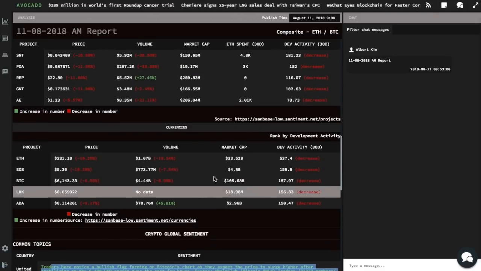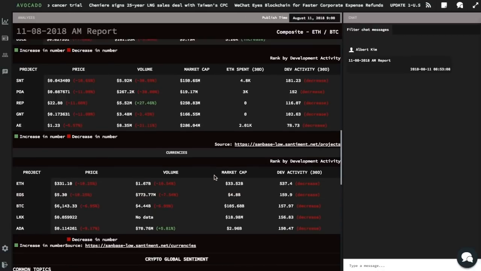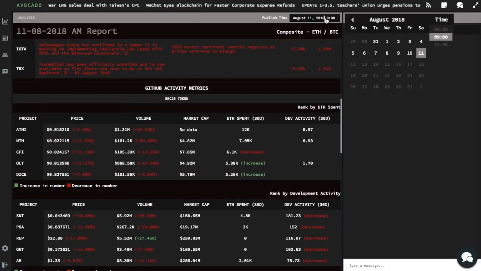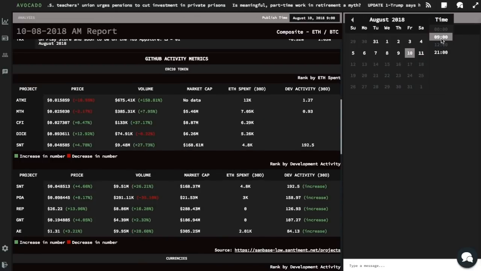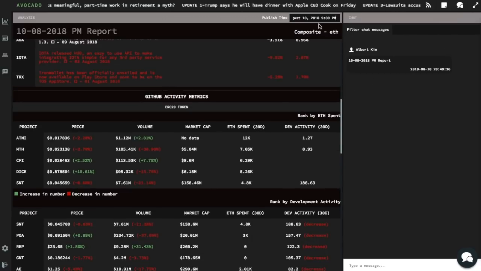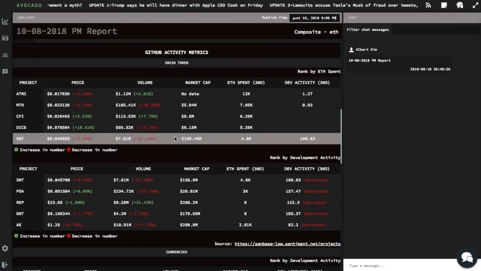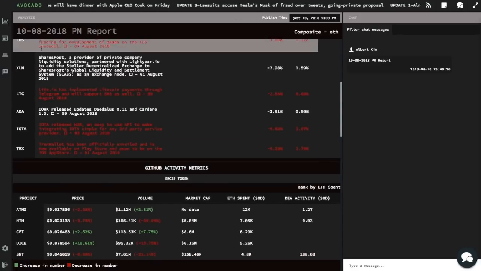So that's one of the cool things, like when bad markets like this are happening, and you can also kind of go in and look at the different dates. So I can look at yesterday's report, the 9 a.m. and the 9 p.m. report. So that's pretty cool. And a nice little fun feature for figuring out what's going on with this stuff.